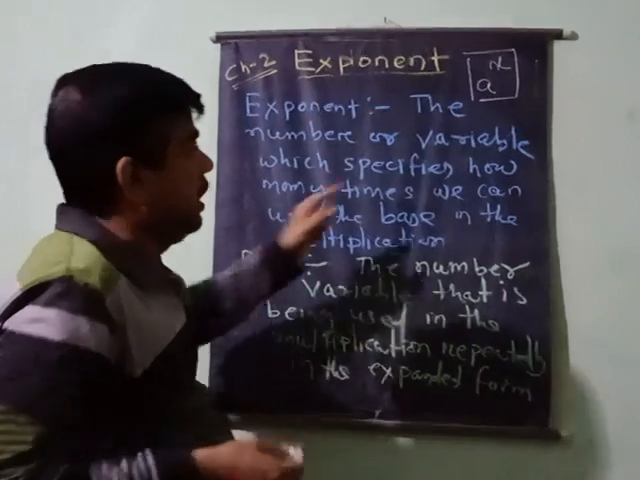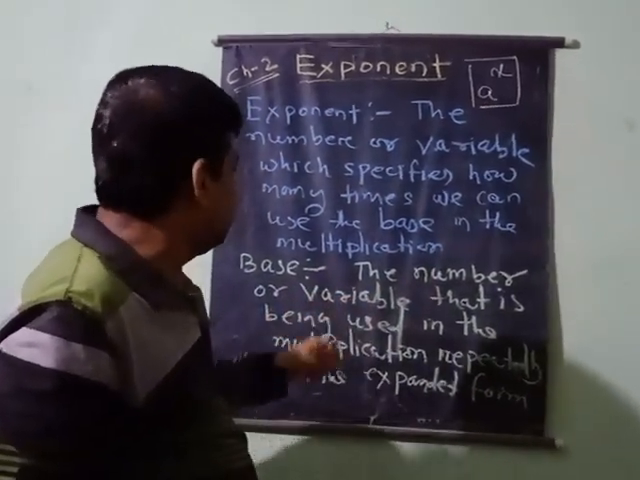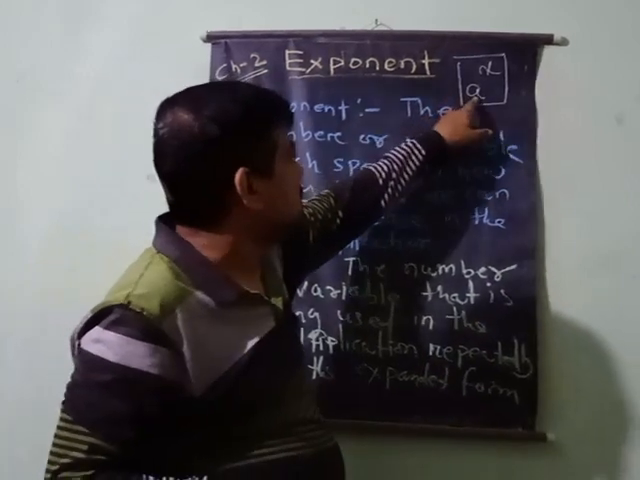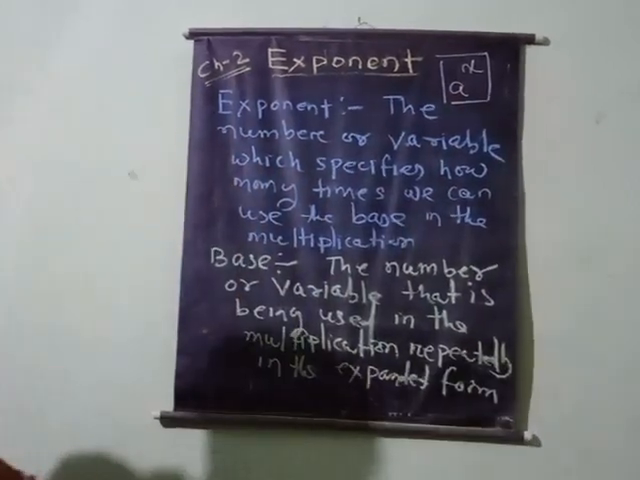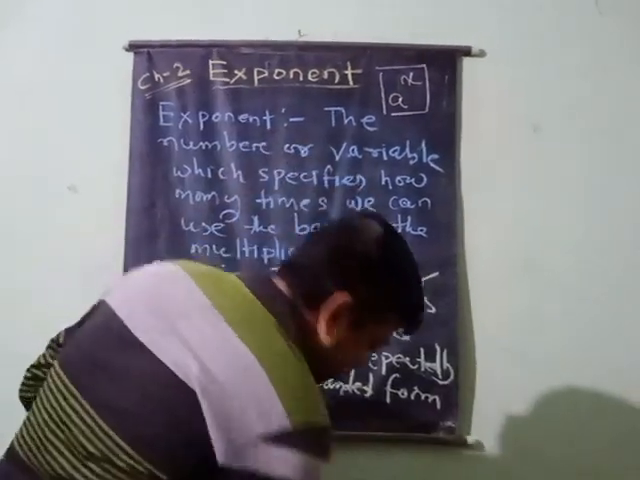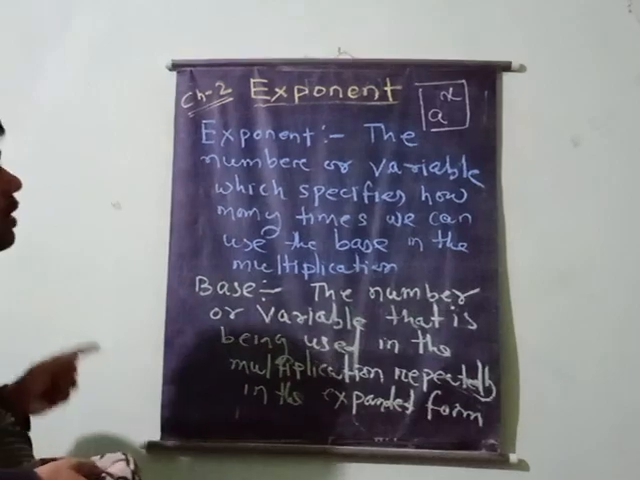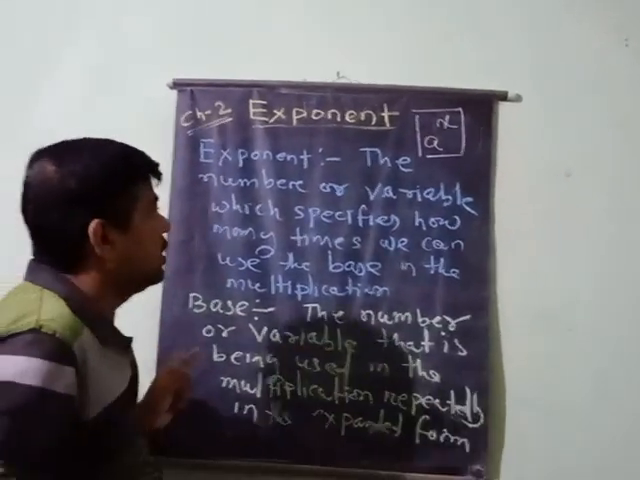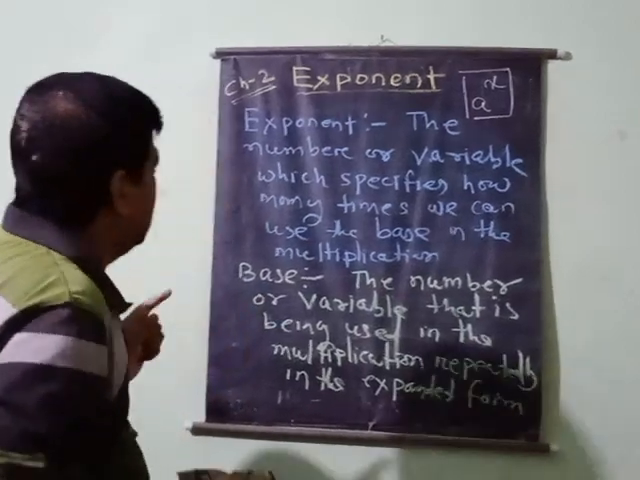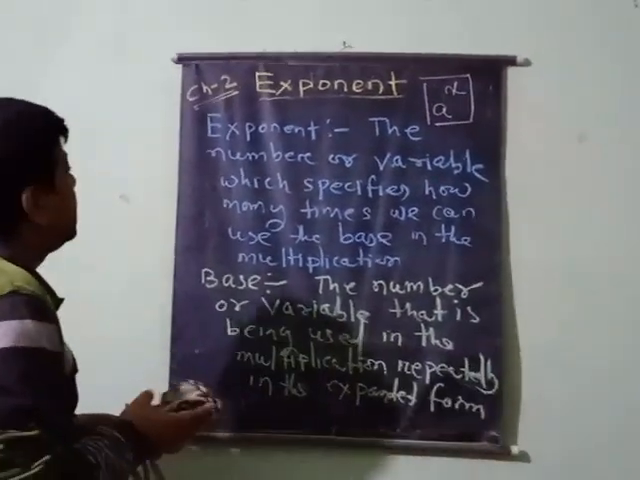Okay. And a is also a variable, the number or variable that is being used. Which number is used? A, in the multiplication repeatedly in the expanded form. Which number we are going to multiply, that is called base. So the exponential term involves two variables or two numbers. One is called base, the other number is called exponent. Understand or not? Okay. Is it clear?